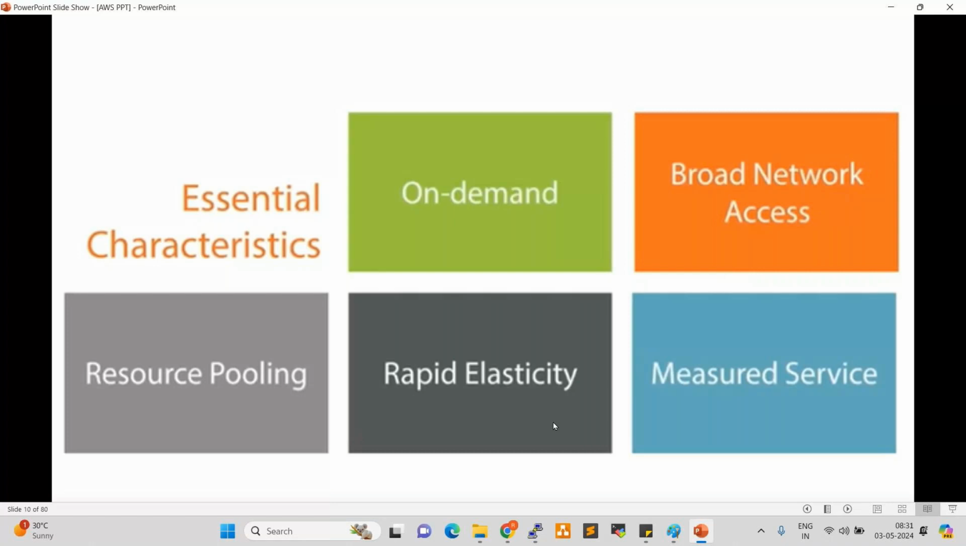So what is on demand? Anyone? Whenever required, we can utilize the services. Exactly. On demand is nothing but instantly, immediately, right? For example, I'm working in a project. The project team raised a ticket.